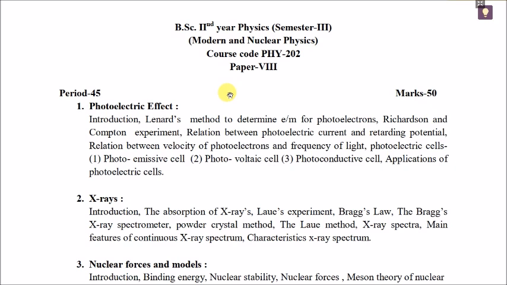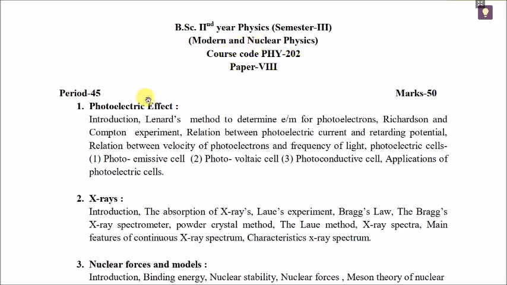I'm Kunal Vananjay. Today, for this lecture, we are going to introduce the syllabus. In our syllabus for this semester, we have two papers. One is statistical, mathematical physics, and relativity, and the next paper is modern and nuclear physics. For this semester, I'm taking the paper on modern and nuclear physics. The paper number is 8, course code physics 202.